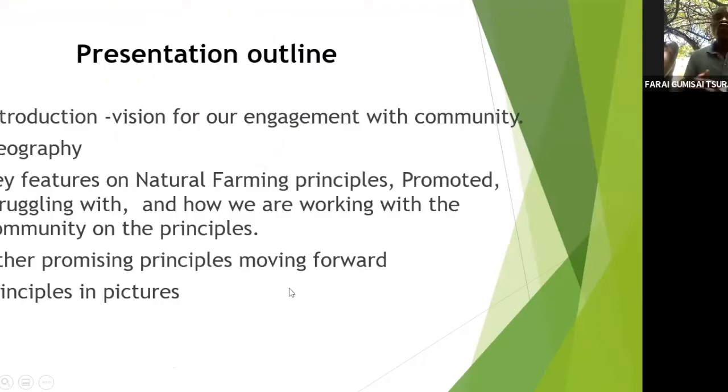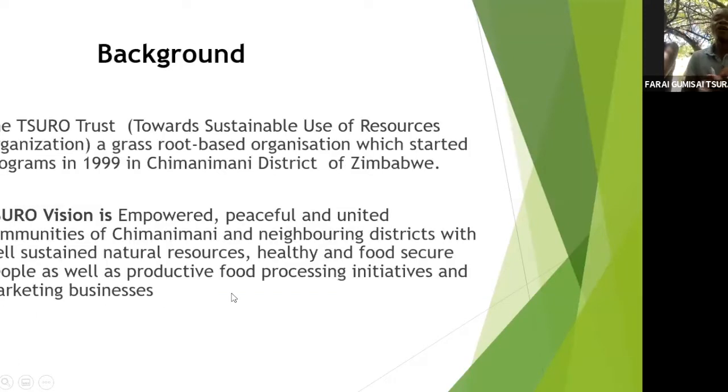First, I'm going to introduce Tsuro and the district at large, how it looks. And then we are going to go on to the principles we are promoting, those we are struggling with, and those we are scaling up because of the online sessions. And then we have some pictures at the end, which are supporting our principles.